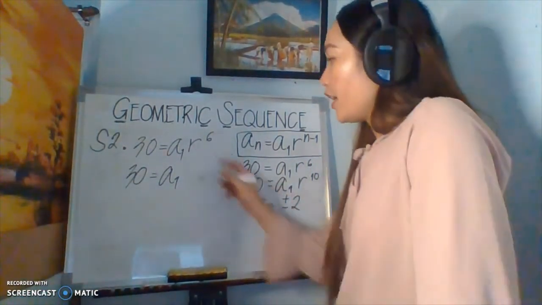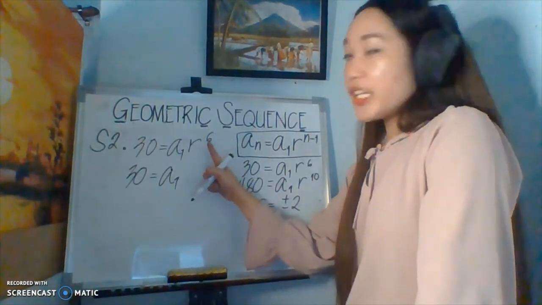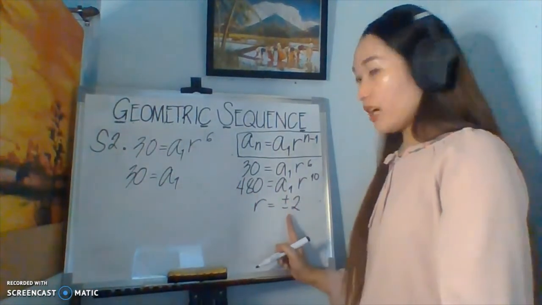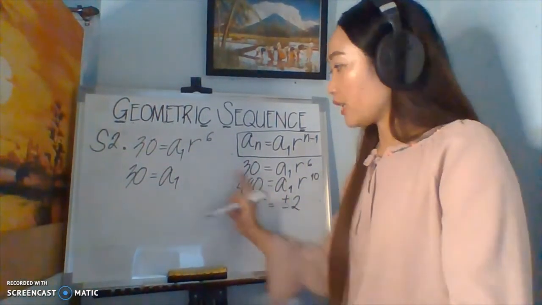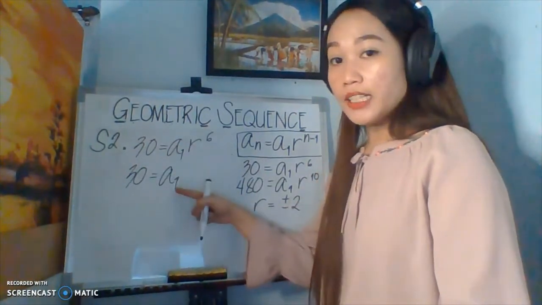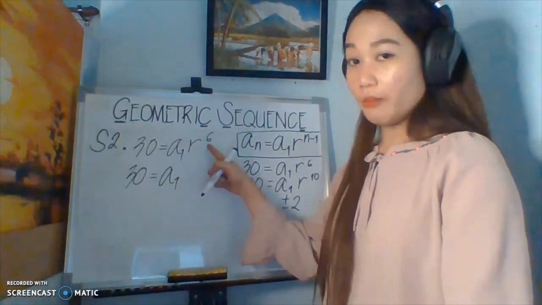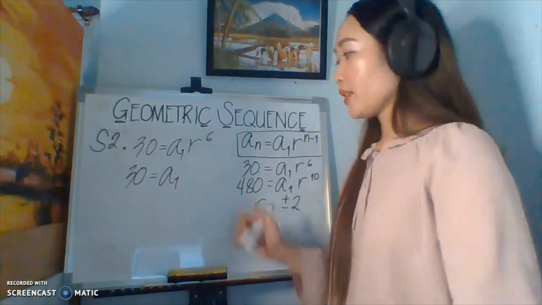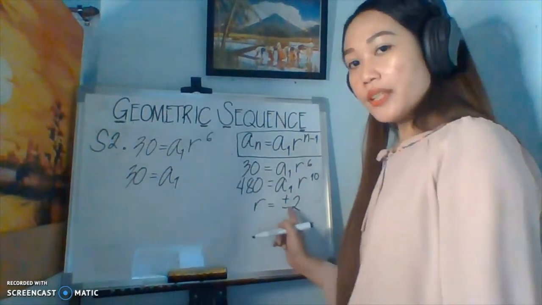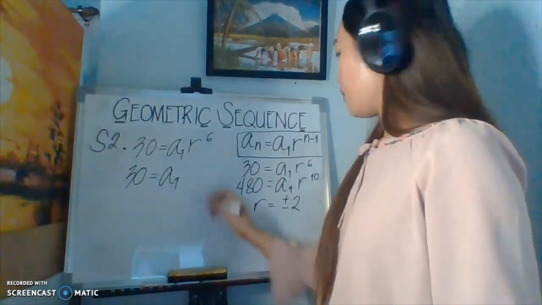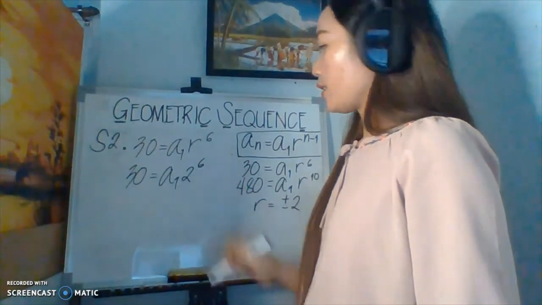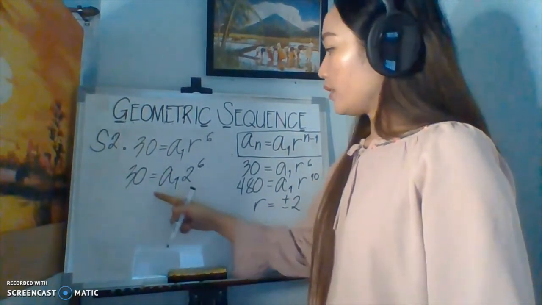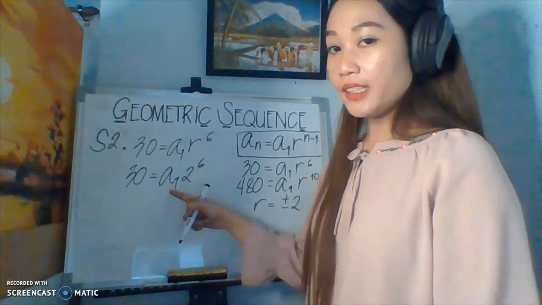Positive or negative 2. Remember that our exponent is an even number, so even if you use a negative or a positive value of r, it will not affect the answer because it is an even number. Either you can use positive or negative 2 as your common ratio. I will use positive 2. So we have 2 raised to 6. Since a sub 1 is the only variable left, we can now find its value.